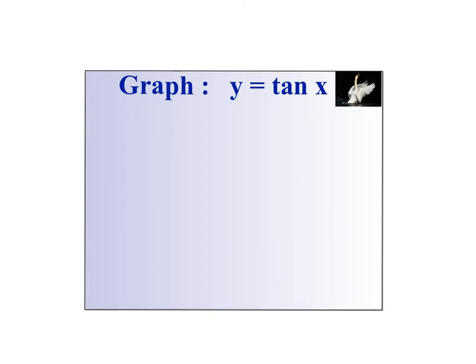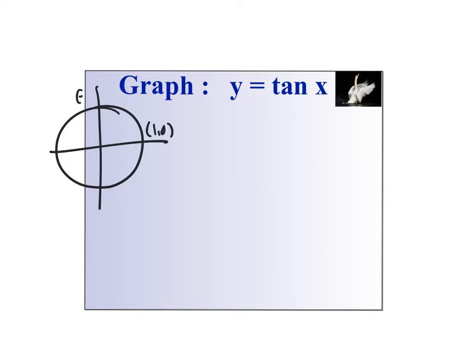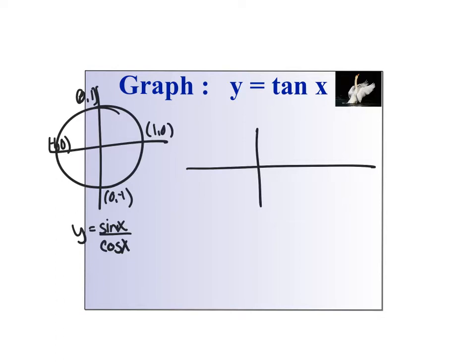When I graph tangent, I always like to start with the unit circle. So I'm going to draw my unit circle, find my axis values, and remember that tangent is sine over cosine. So I am going to graph these fractions. At 0, y over x would give you 0 over 1, which is equal to 0. But at pi over 2, I get 1 over 0. Well, 1 over 0 is undefined. So at pi over 2, I actually get a vertical asymptote.